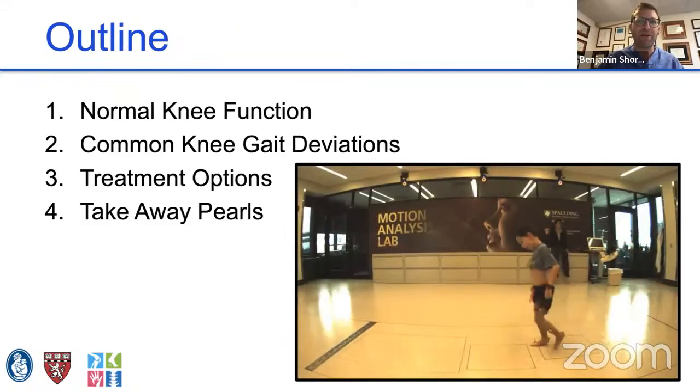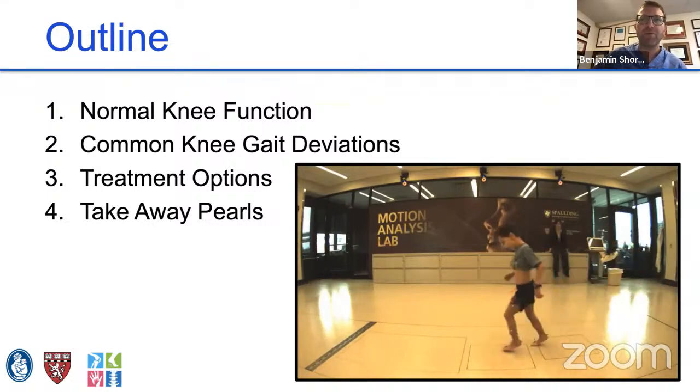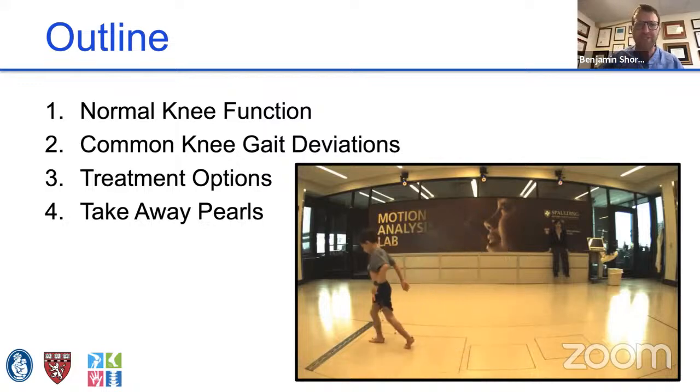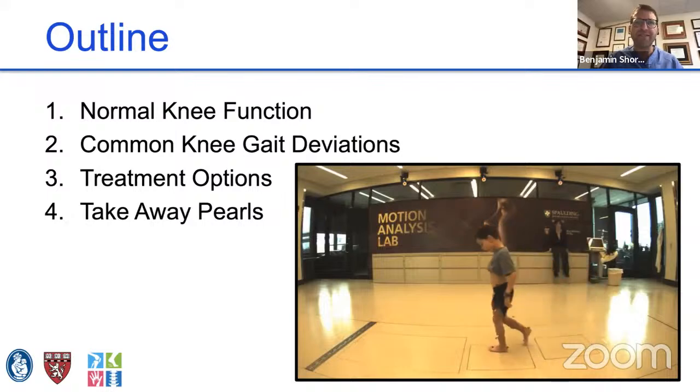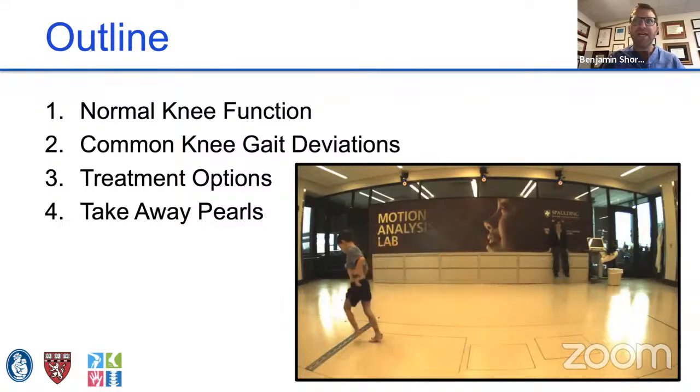But if we think about what the outline is, and I apologize if the videos are a little bit jumpy, but we'll do our best with the limitations of Zoom. We're going to go over some things which may be review, and if so, I apologize, but we'll just talk a little bit about normal knee function. I'll review common gait deviations as they apply to flexed knee gait, talk about some treatment options and some pearls, and then we'll have 10, 15, maybe even 20 minutes for discussion, which I hope you all participate in.